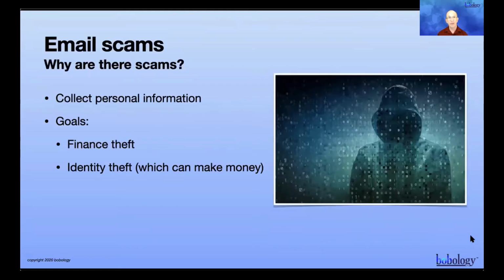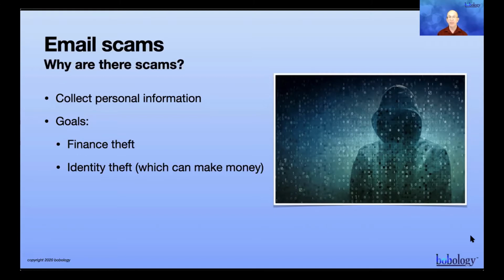Okay, so spoofing and phishing fall into a really broad category of things called email scams. There are email scams because there are ways that criminals and thieves try to use them to collect personal information. Their goal is financial theft, to get some financial information that they can use, or identity theft, which can make money if they can learn about your identity and who you are. There are probably others out there as well, but those are two of the most common reasons. So that's why there are email scams.